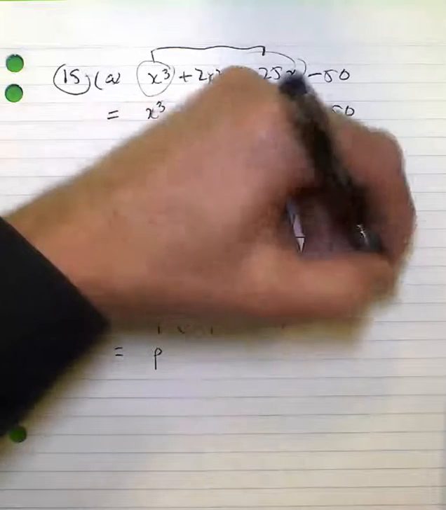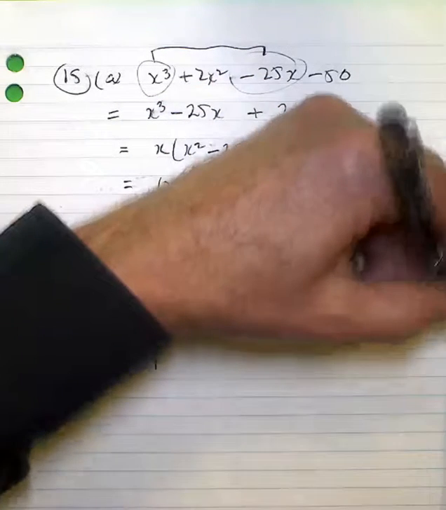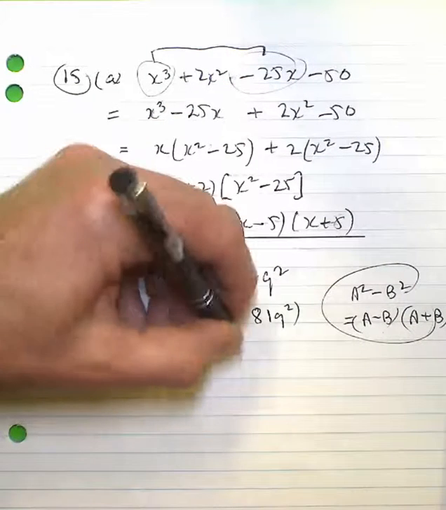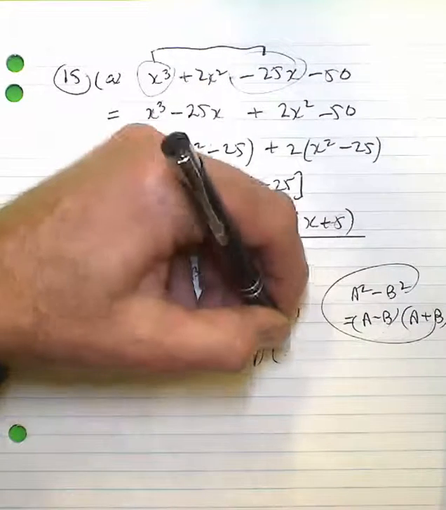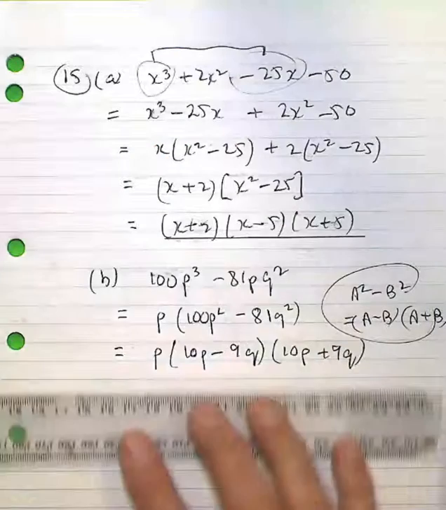Now that's the form a squared take b squared. So by recognition, 10p take 9q, lots of 10p plus 9q's is my answer there.